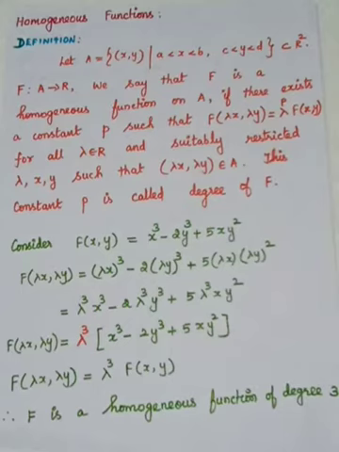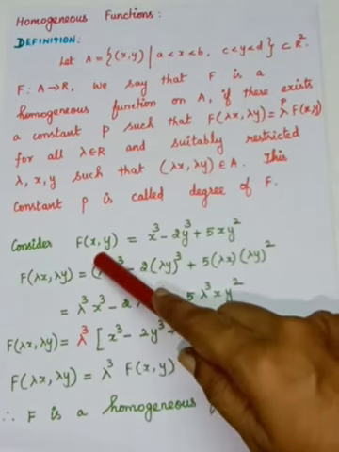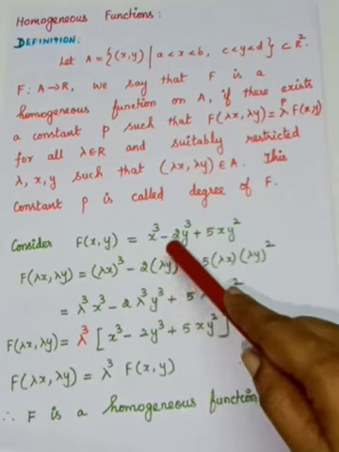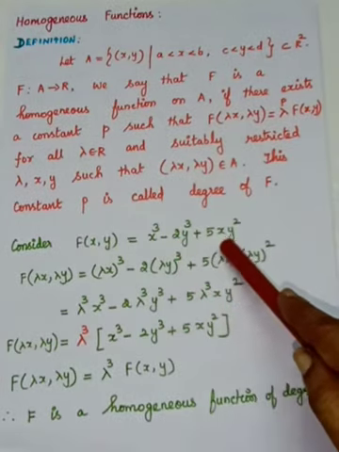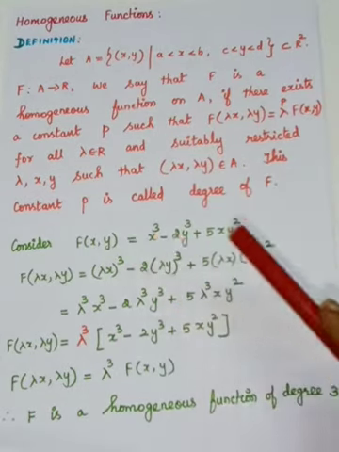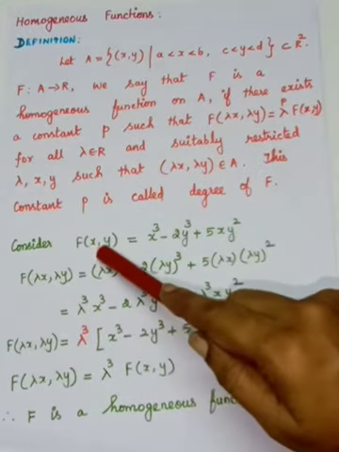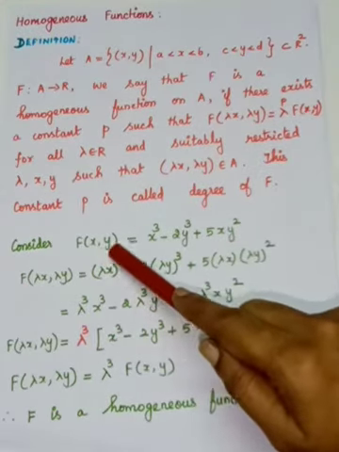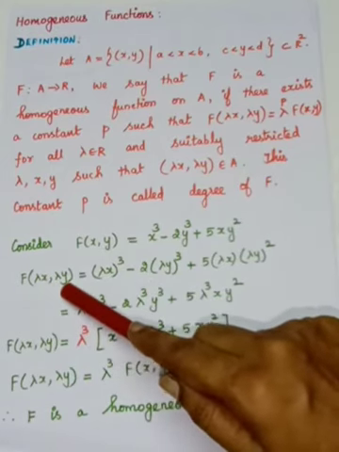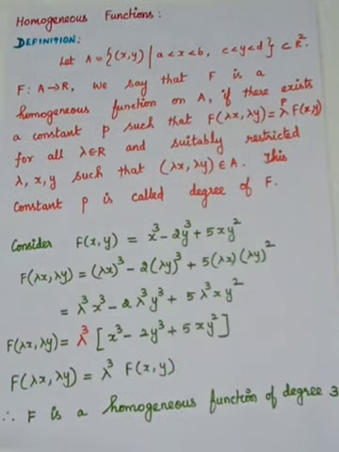Okay, I'll explain with one simple example. I'll consider the function f having two variables x and y, that is x cube minus 2y cube plus 5xy squared. We are going to check whether this function f is a homogeneous function or not. For that, you have to substitute in the place of x and y as λx and λy. So in the function f, wherever you have x, it has to be substituted as λx. In the same way, y has to be substituted as λy.